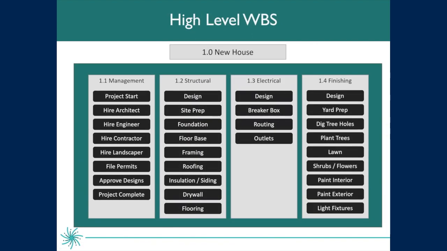We're going to be working with building a new house today. You'll see here we've got level 1, new house, and level 2, management, structural, electrical, and finishing. Everything below, you can go ahead and assume that that's going to be our level 3 for the purpose of building our schedule in Smartsheet.